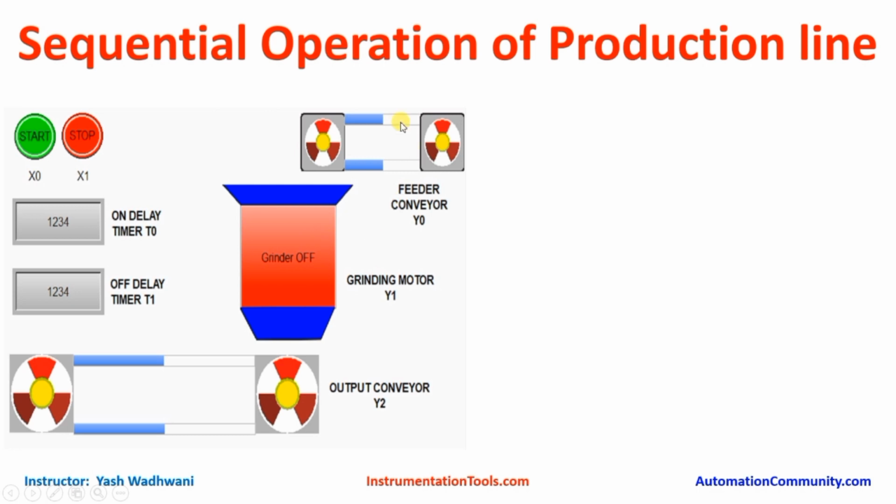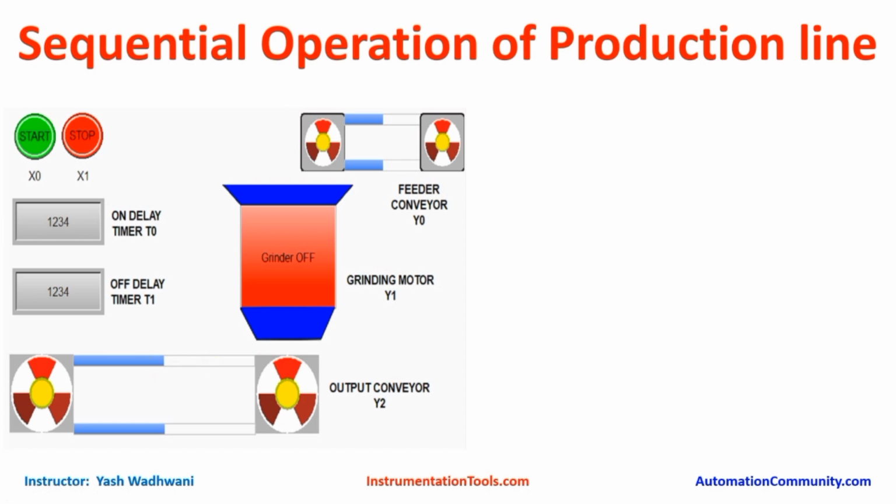Similarly, if I turn on these two machines before turning on this conveyor, what will happen? It will start depositing material over here. And now if I start this conveyor, it will not start because it is jammed over here, and it will also trip due to overload.